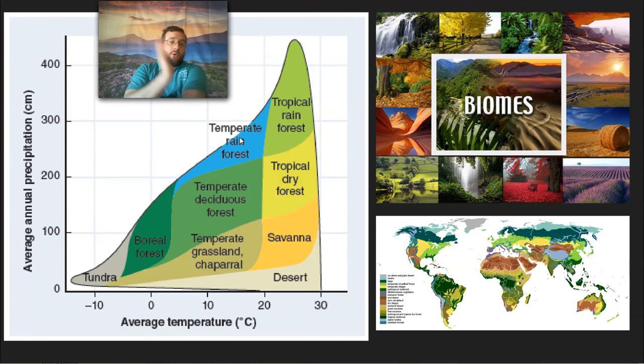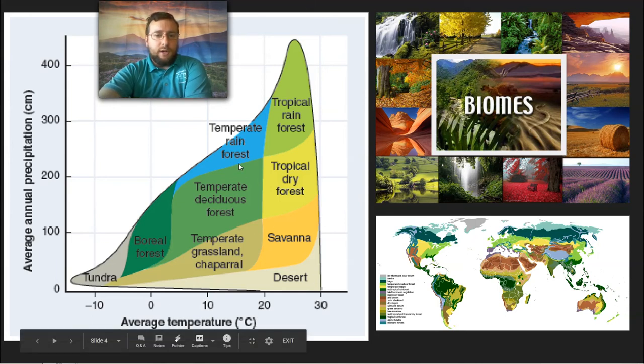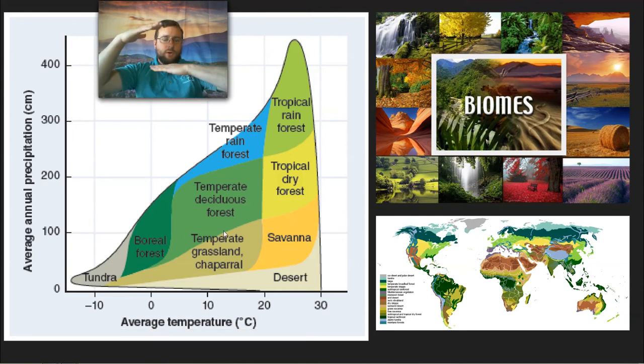Okay, so if you get even colder, these will be the tropical ones, right? Near the middle of the world. These will be the ones that will be found in the temperate areas, which are between the tropics and the polar regions. So between 30 and 60 degrees latitude, generally speaking.